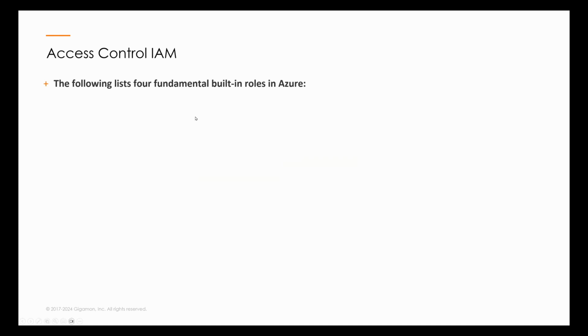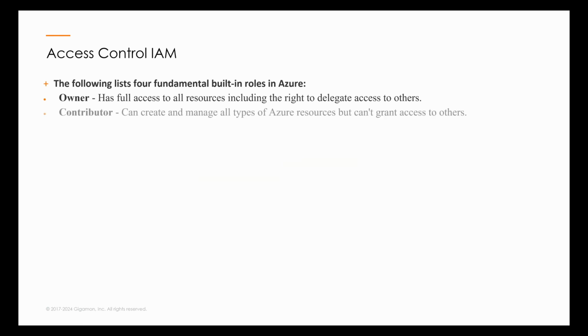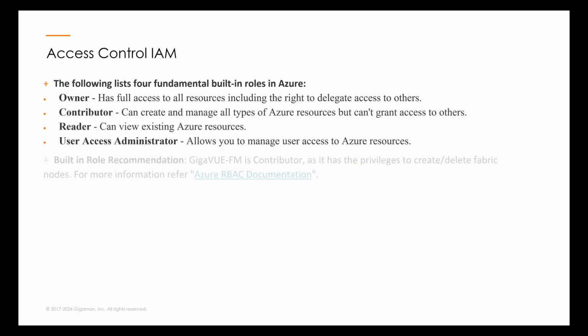Access control, or IAM. Here are the four fundamental built-in roles that I mentioned previously. We have owner, which pretty much has the keys to the kingdom. Contributor, reader, user access administrator. Gigamon recommends that if you're going to use one of the built-in roles, you go ahead and use the contributor level of access. In the demo that I have set up, I will walk you through the environment and showcase how we have contributor associated with the environment.